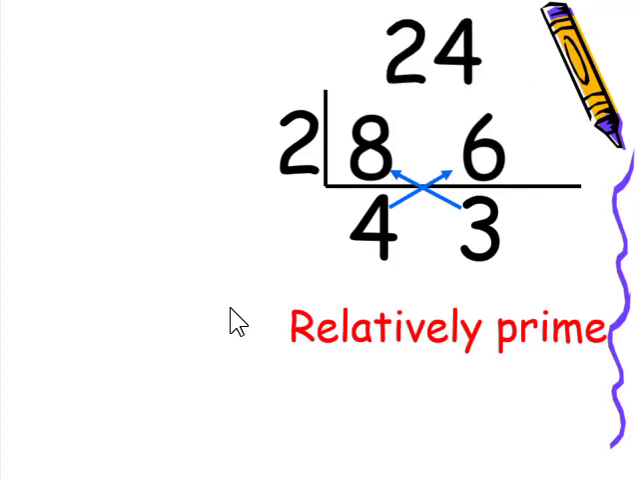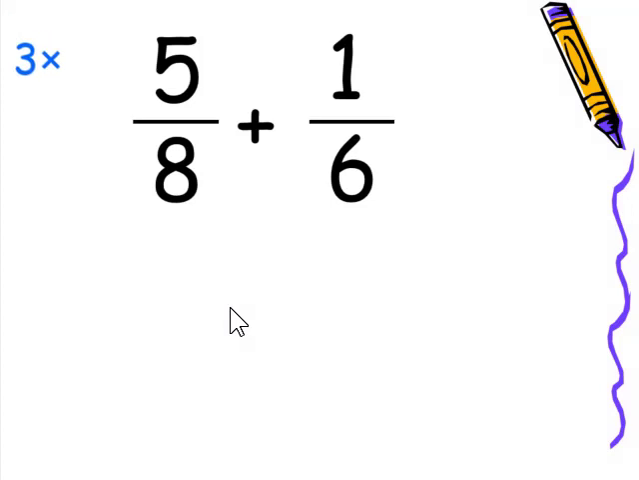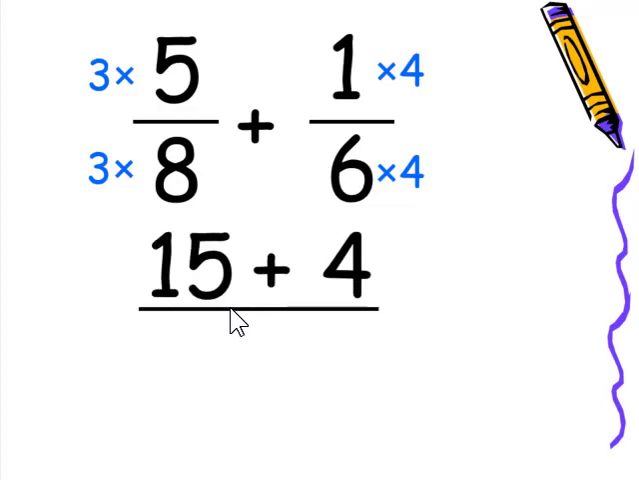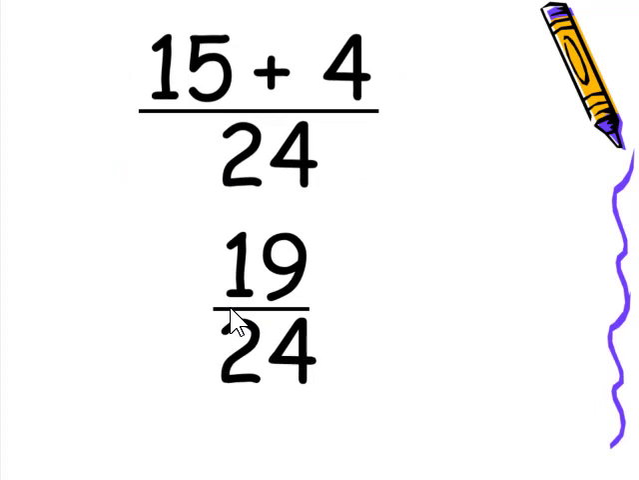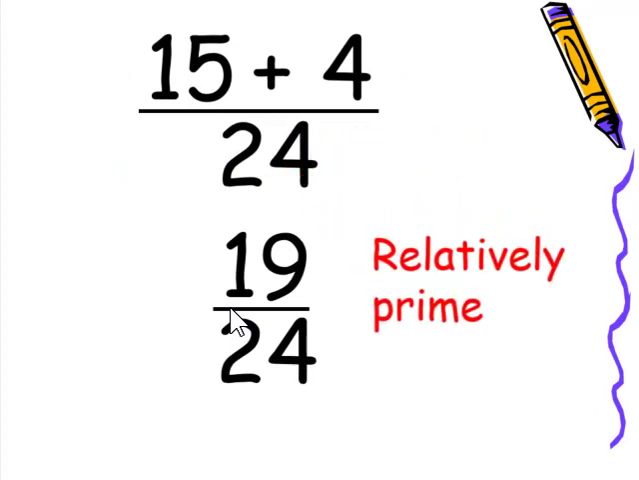So now we know the fraction with a denominator of 8 will multiply the top and bottom by 3, and the fraction with a denominator of 6 will multiply the top and bottom by 4, like so. 3 times 5 is 15, plus 1 times 4, which is 4. We're going to write that all over 24, because 3 times 8 was 24, and 6 times 4 was 24. 15 plus 4 is 19, and since 19 and 24 are relatively prime, we are finished.